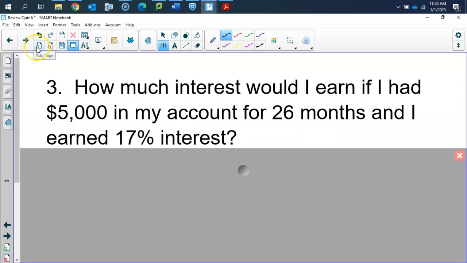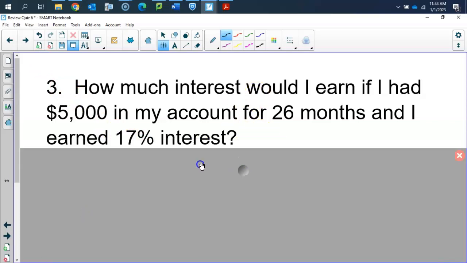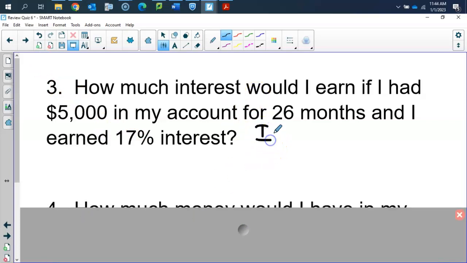Number 3, how much interest would I earn if I had $5,000 in my account for 26 months and I earned 17% interest? Go. Well, in order to do this, we are going to use our interest formula. I equals PRT. We're looking for the interest. Our principal is $5,000. Our rate is 17%. Remember, you need to write that as a decimal, 0.17 times time.